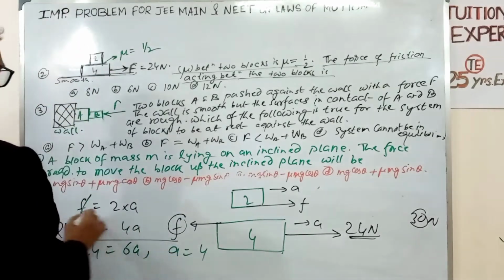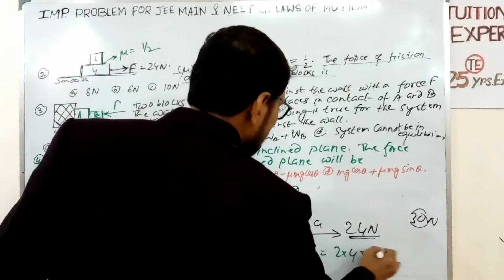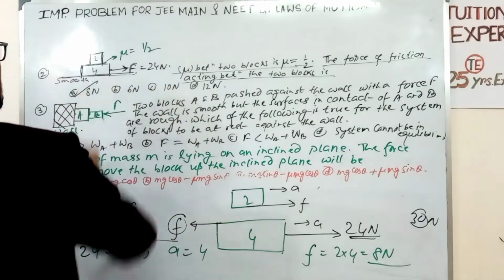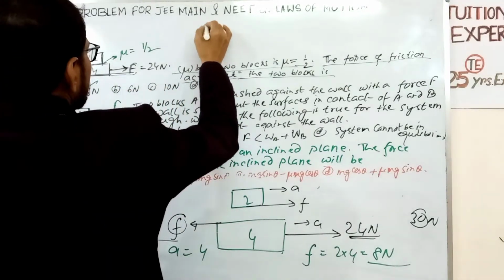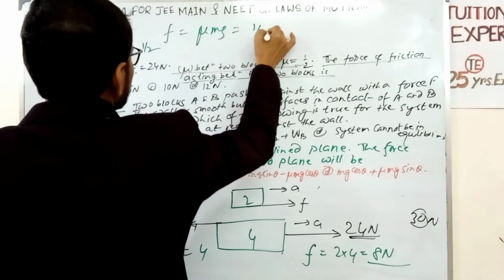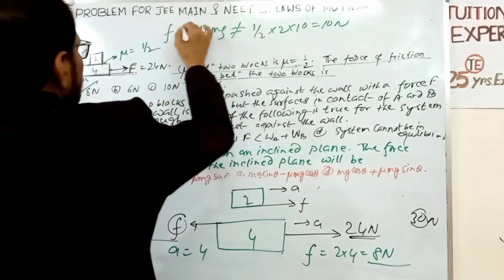Now what is the friction? Friction equals 2A, so friction equals 2 into 4, that is 8 Newton. So the answer is 8 Newton. If maximum friction came, then maximum friction equals mu mg, which is half into 2 into g, that is 10 Newton. But this is not correct.